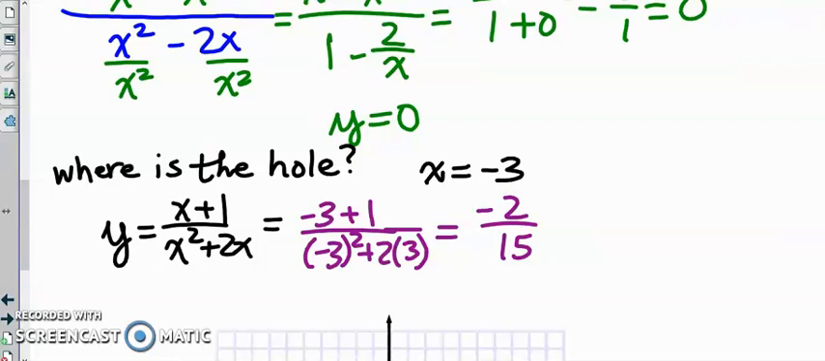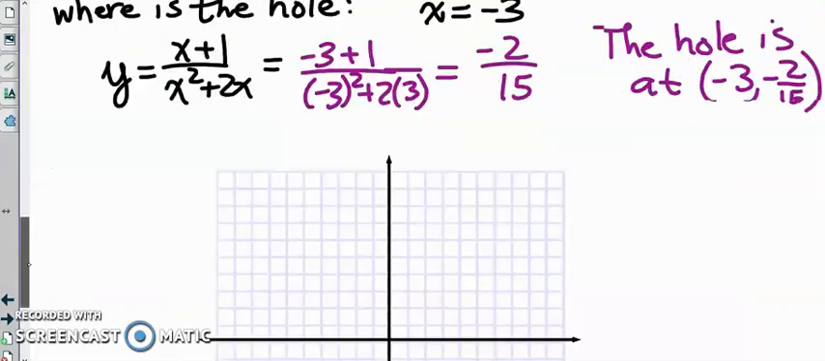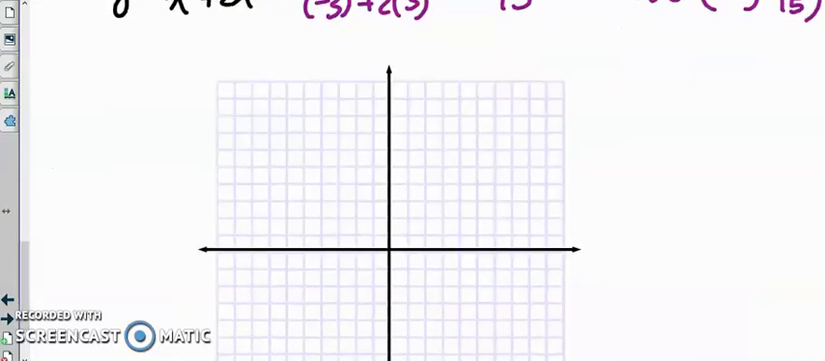So our hole is at -3, -2/15. So we're going to do like a roundabout answer there. It's going to be a little bit interesting, but it's going to be roundabout. It's not necessarily the exact place, because it has a fraction there. And it's not an easy fraction either. Not like 1/2 or 1/3. It's like -2/15. All right, so we're good.